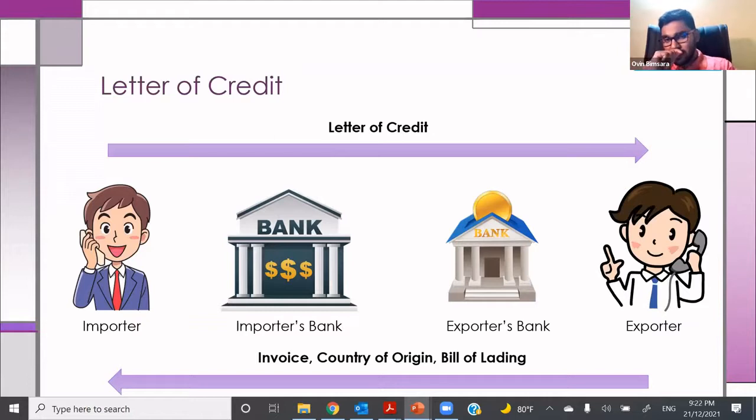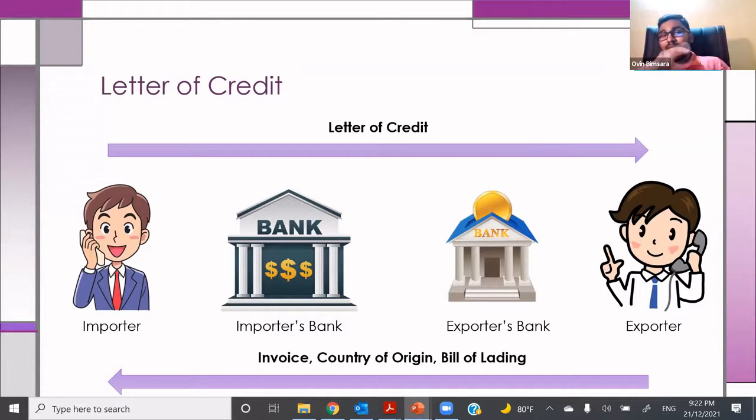So here it is. The letter of credit, how it will happen is, as the sequence given, first you have the importer. Importer is the buyer. Buyer needs to make the payment. So what will happen is, the importer will go to his bank and ask for a letter of credit.